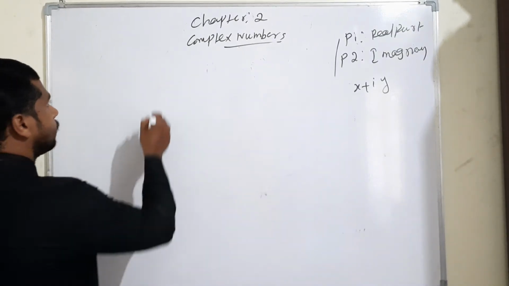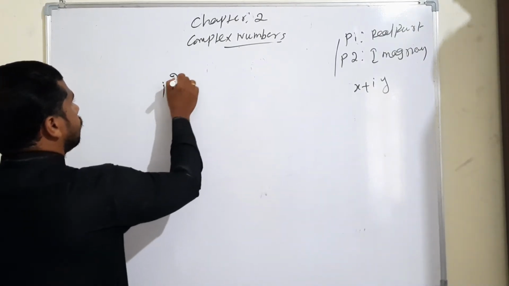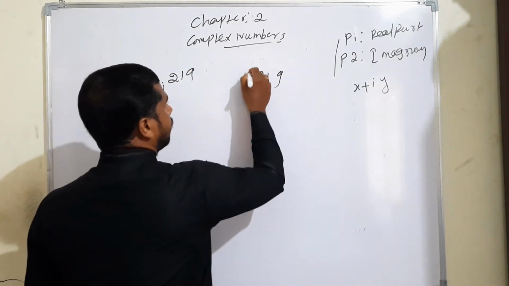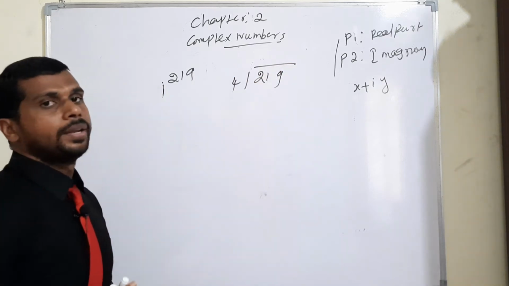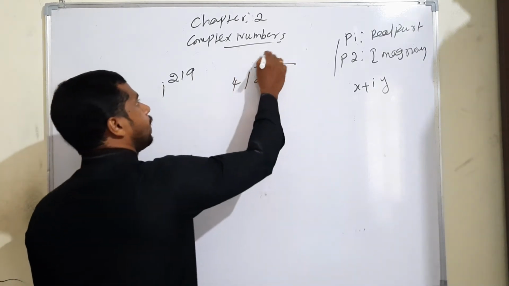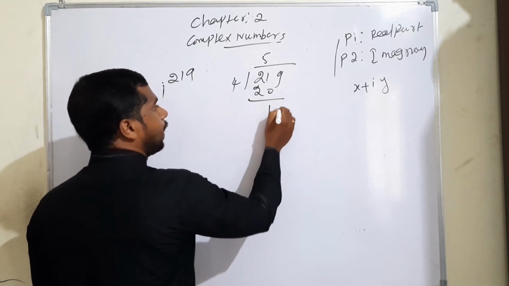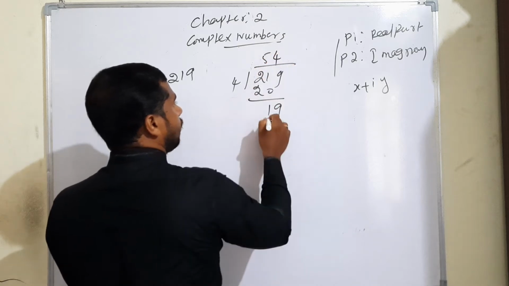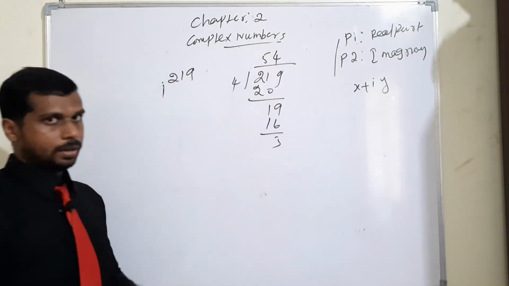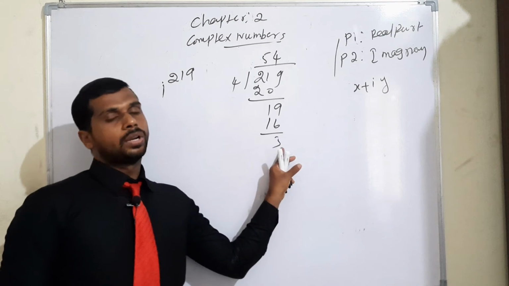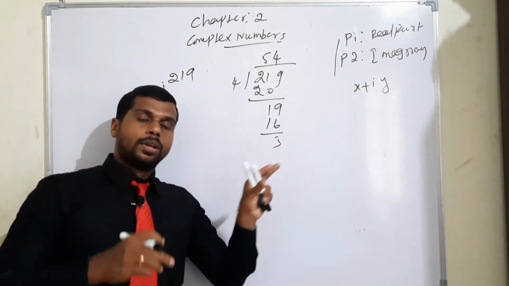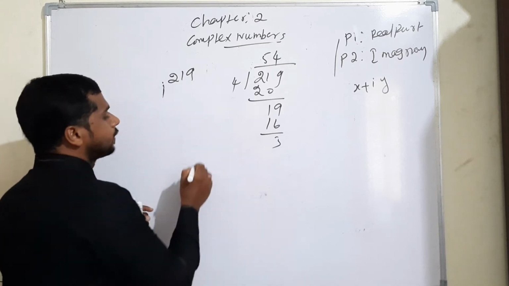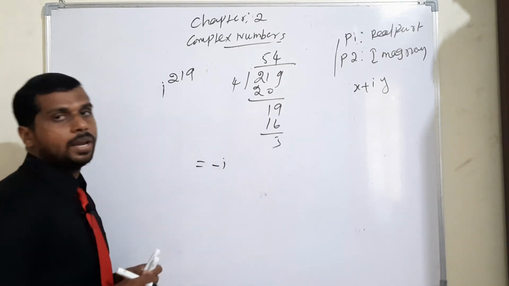Okay, one bigger number: i to the power 219. First you check it by dividing by 4. 219 divided by 4, what will happen? 5 fours are 20, then 1 is the balance. We bring down 9. Again 4 fours are 16, and the balance is 3. Already I told you whether it is an odd number or an even number. Odd number. To become a multiple of 4, how many numbers are less? Only one number is less. So definitely we can say that is minus i.